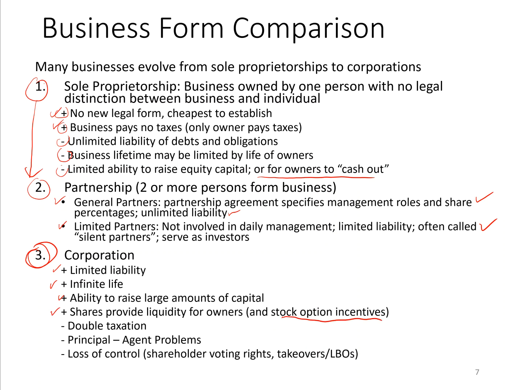Once you have stock, you can give managers stock options, which eliminate that principal agent problem, or at least mitigate it. However, the downside is that you have double taxation. You do have the principal agent problem, and you have loss of control.